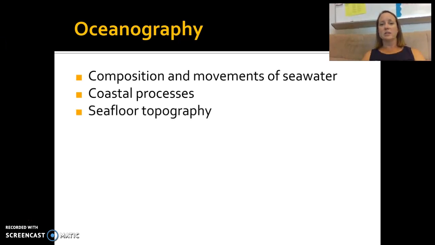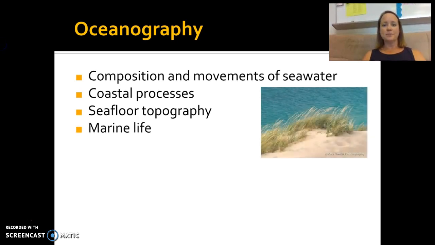Topography is the shape of the land or the landforms that are present. A lot of times we don't think of the ocean floor as having landforms, but actually some of the longest mountain ranges in the world are actually on the ocean floor. We'll also briefly talk about marine life and ocean ecosystems.